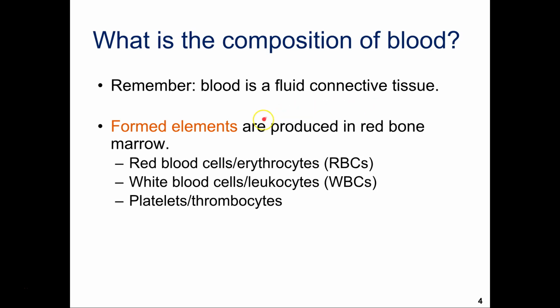And we're going to go into more detail later, but red blood cells are for transporting oxygen and carbon dioxide. White blood cells, or leukocytes, are for protecting your body and serving as an immune function. And platelets, or thrombocytes, are for clotting functions, to prevent you from bleeding out if you have an injury.